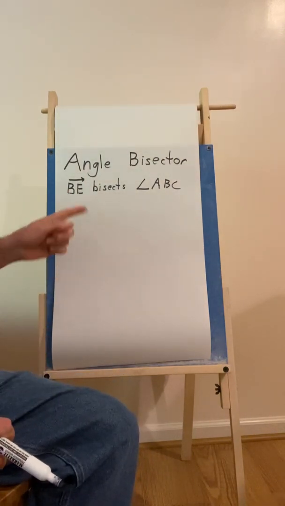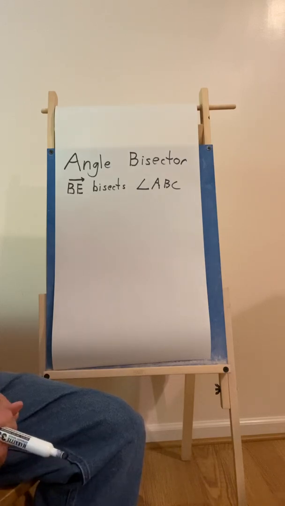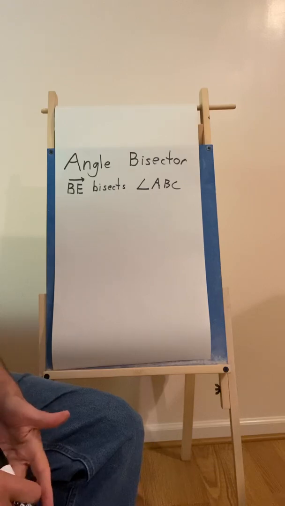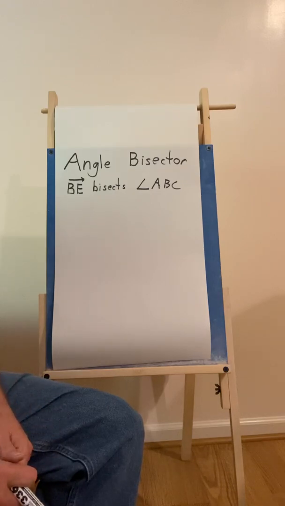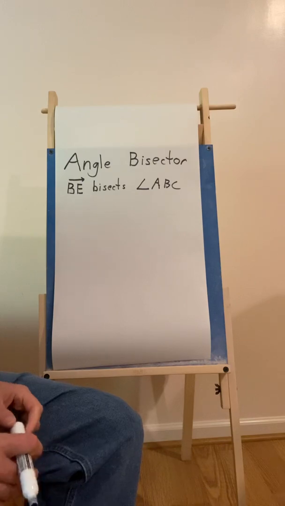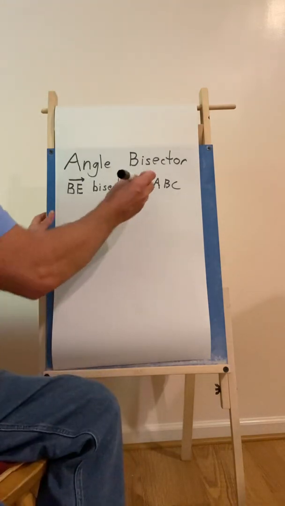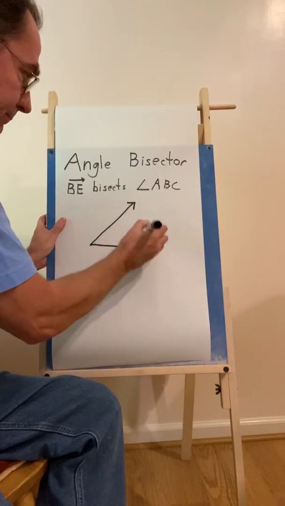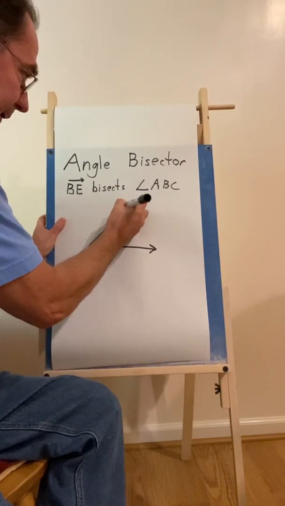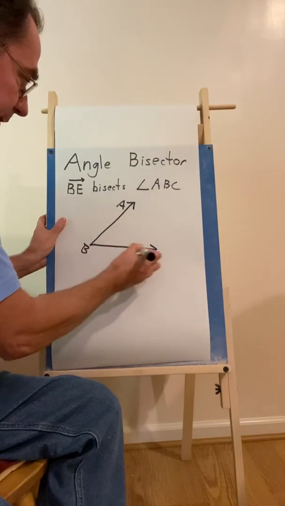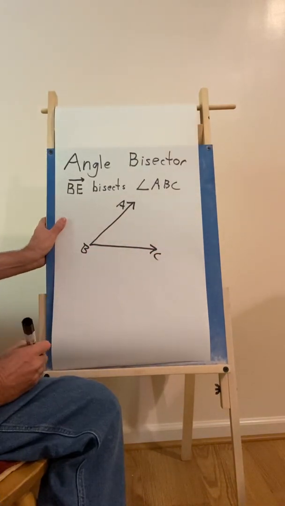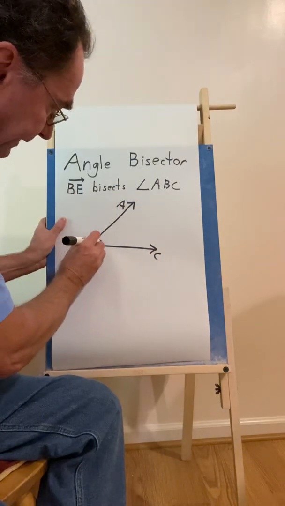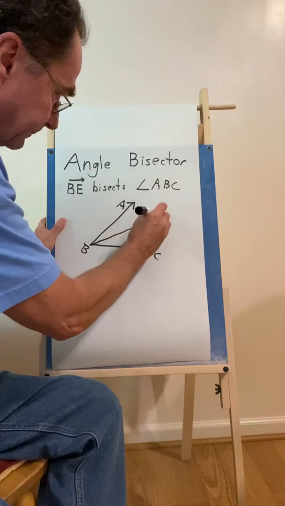An angle bisector. Let's say ray BE bisects angle ABC, what does that mean? Well, an angle bisector is a little bit like the midpoint of a segment because it divides it into two equal parts. So if I'm going to draw angle ABC, A, B, C, BE is going to start at B and it's going to divide the angle into two equal parts.